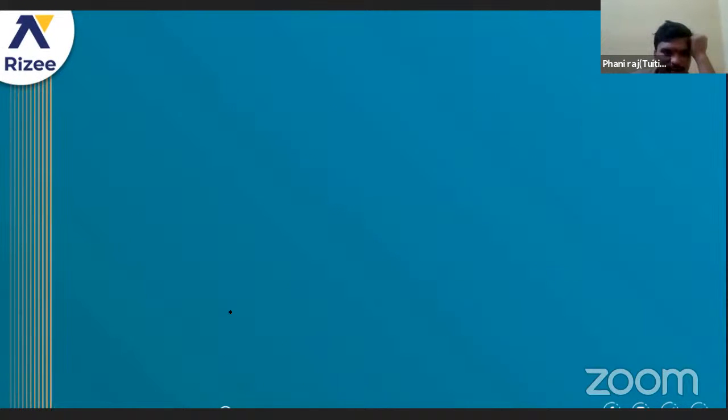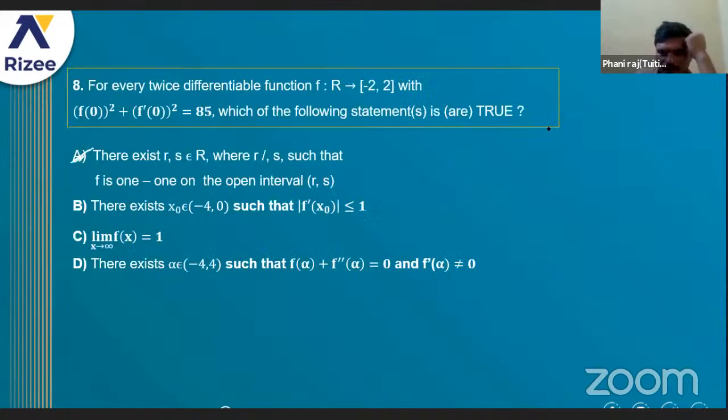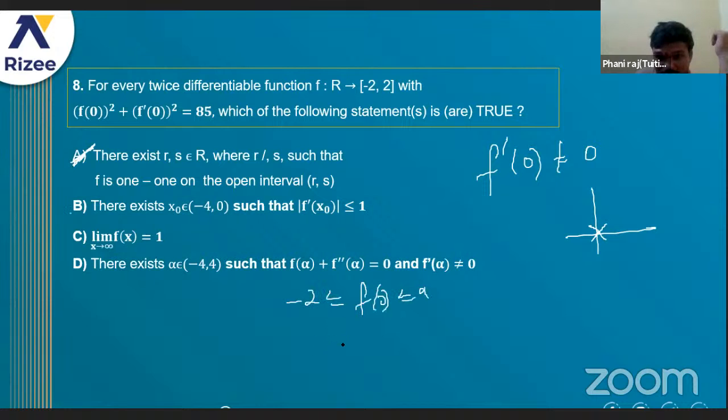Okay, we'll do this problem from the beginning. If f dash of 0 is not equal to 0, that means f must be strictly increasing or strictly decreasing in some small interval around 0. That means it should be one-one, right? In case of increasing or decreasing, the function is always one-one. Then we have also done this: f of -2 is less than or equal to f of 0, which is less than or equal to 2. And -2 is less than or equal to f of 4, which is less than or equal to 2.